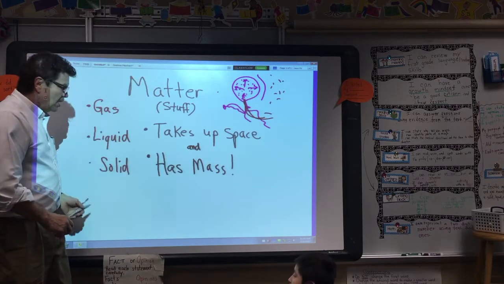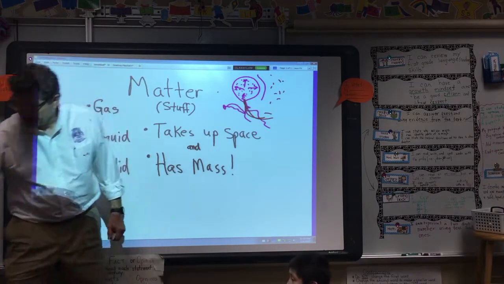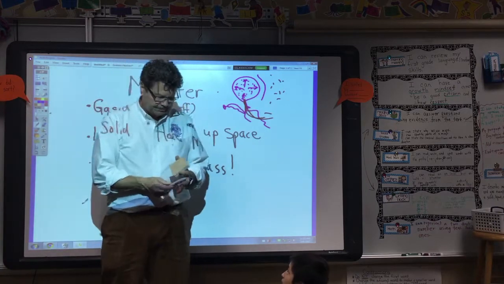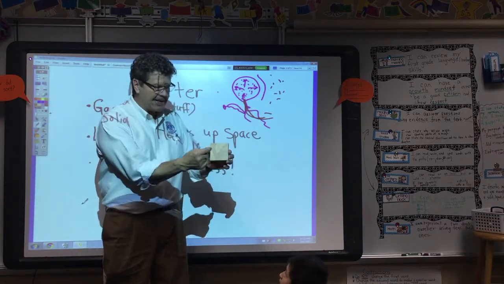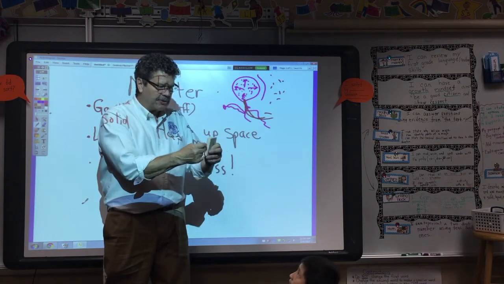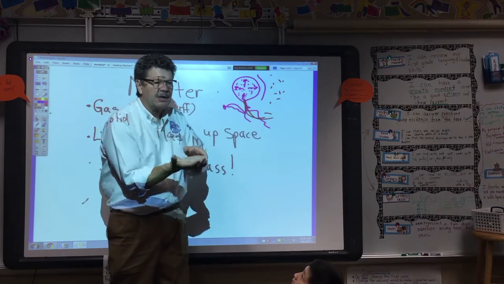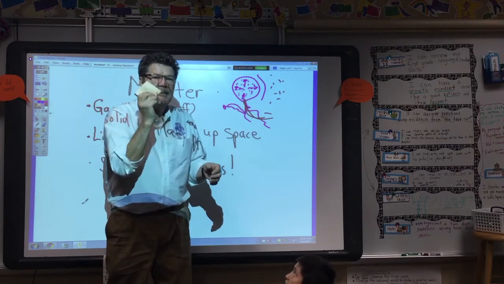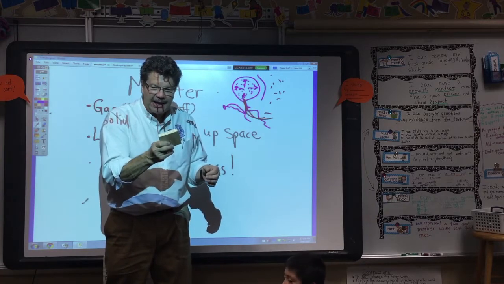Has mass. What in the world is mass? Let's take a look at this piece of wood right here. See this piece of wood? It takes up space. Look, I can't put my finger through it. Takes up space, but look, I can feel it. It has mass. Got that?